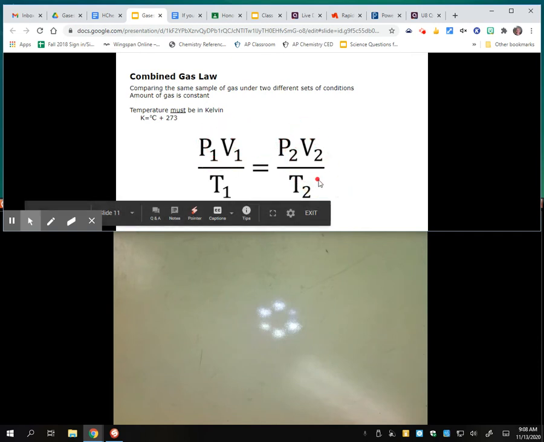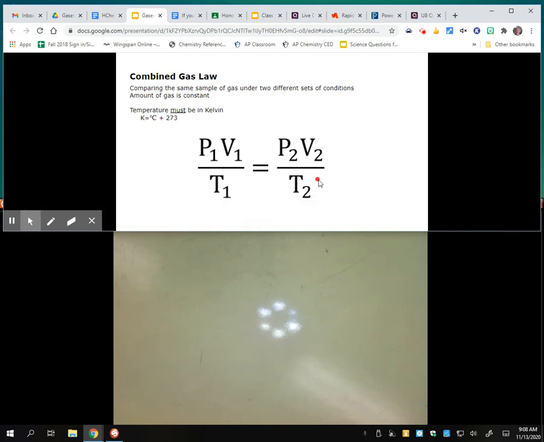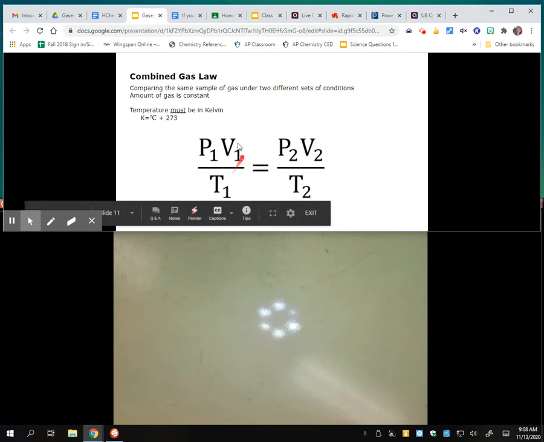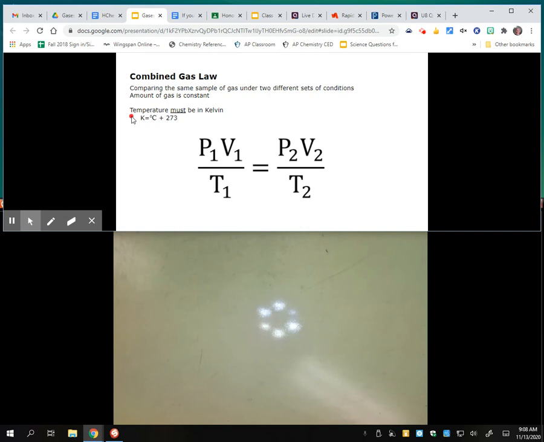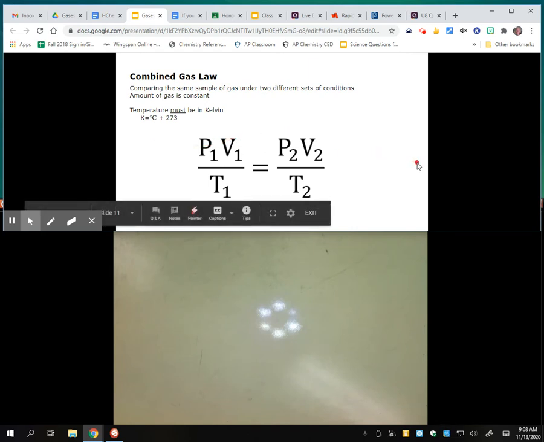You're going to have to read the problem for context clues and make sure you keep the conditions of each situation separate from one another. Just like with the ideal gas law, temperature must be in Kelvin, and this applies to all gas laws. And again, Kelvin is degrees C plus 273. It's a pretty straightforward gas law.